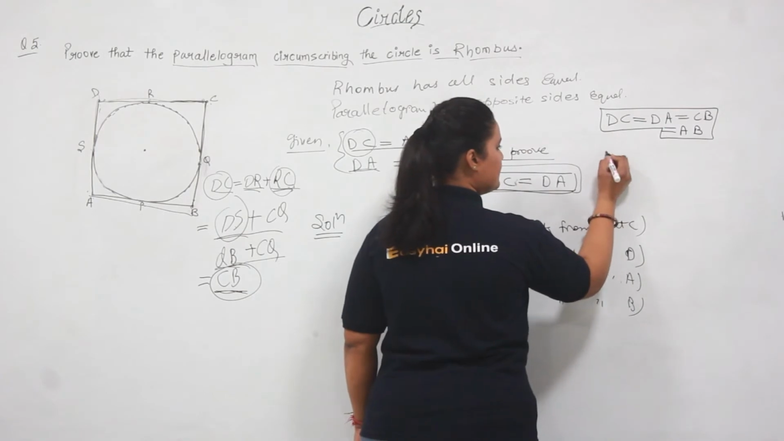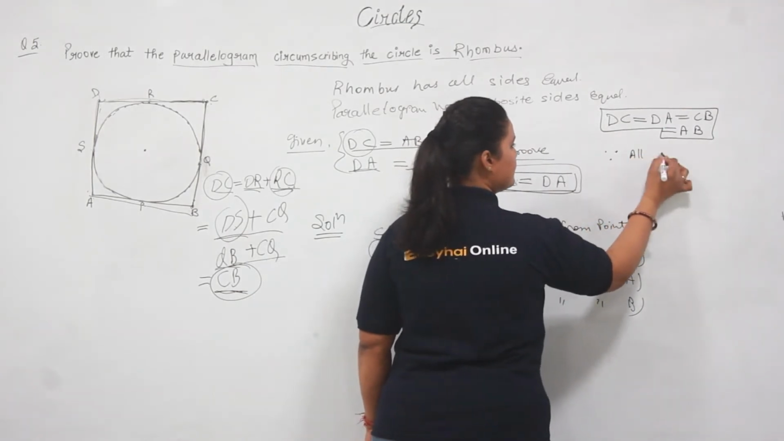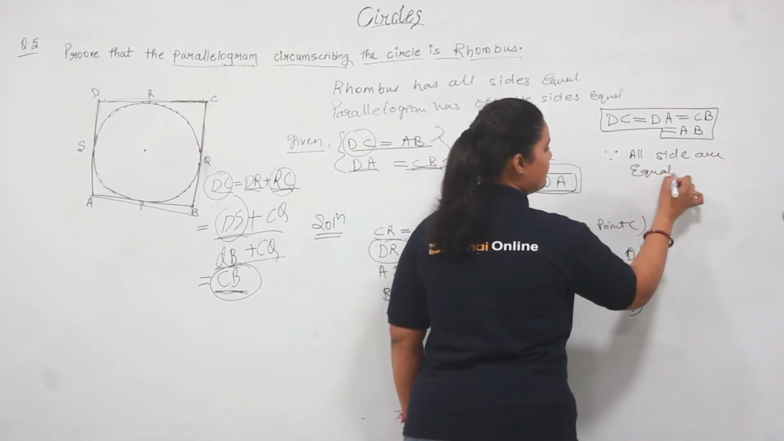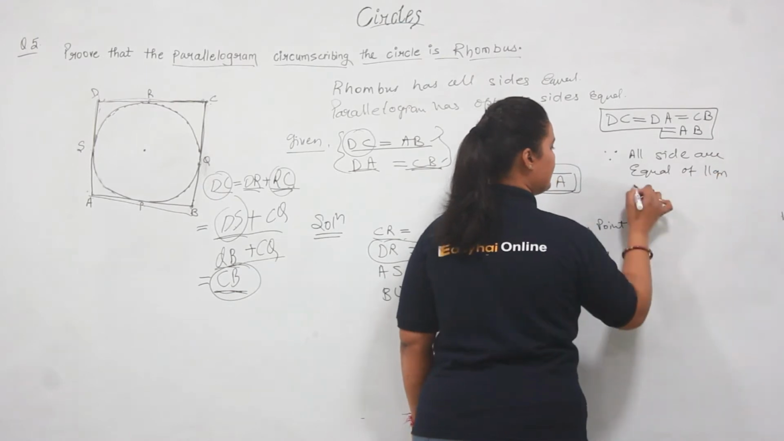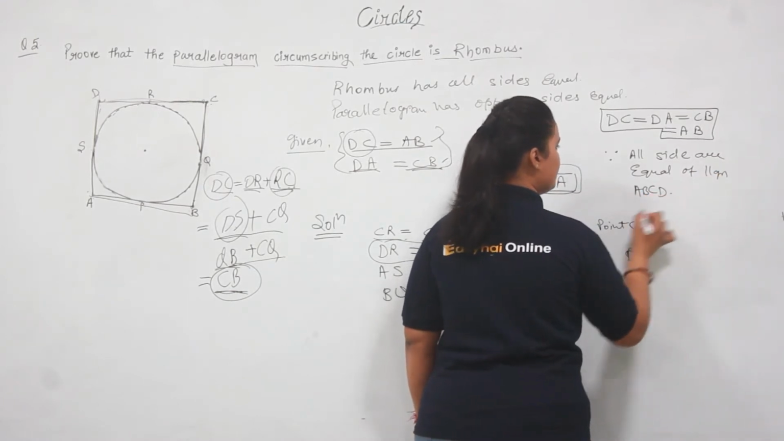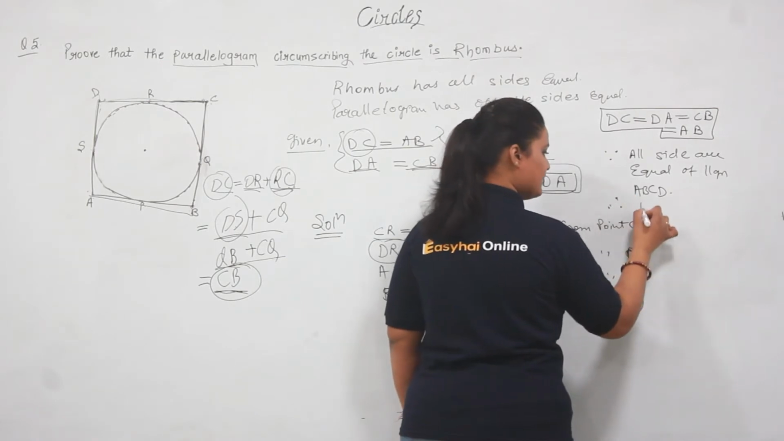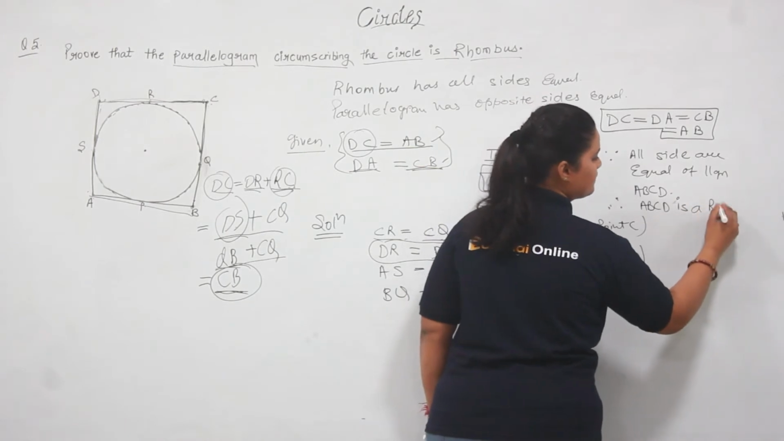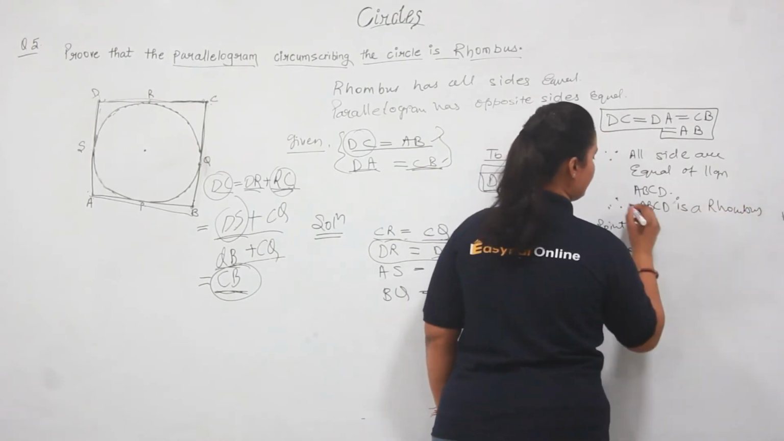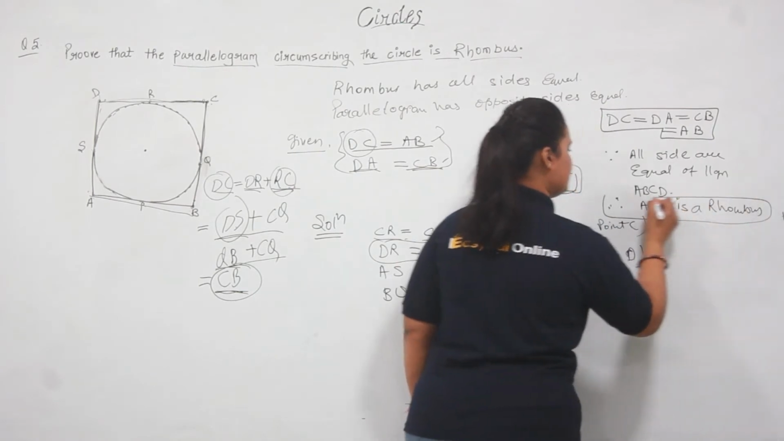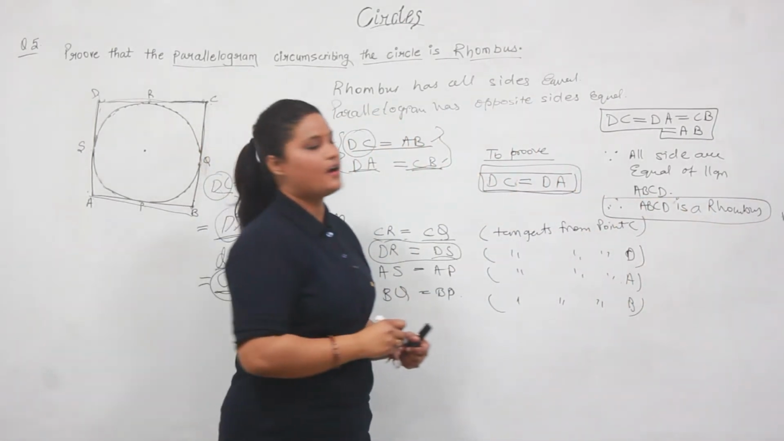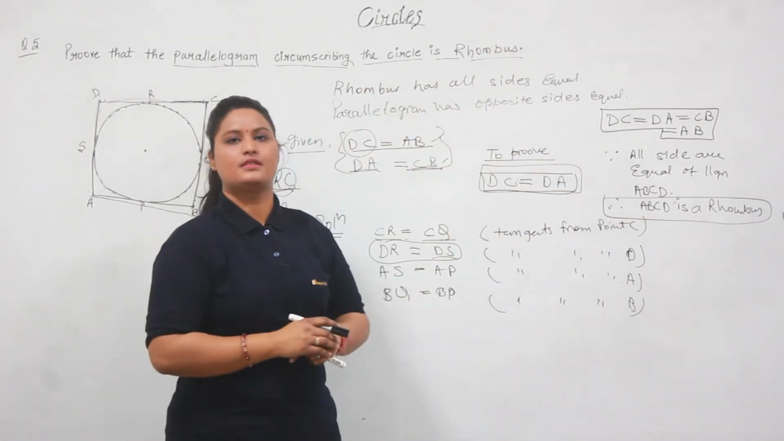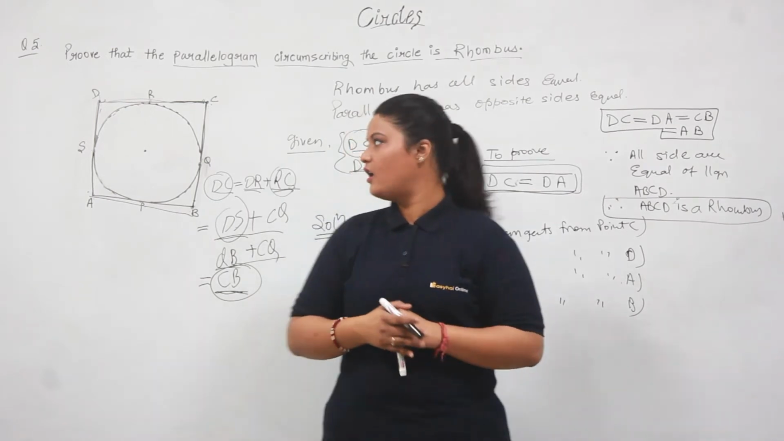Since all sides of parallelogram ABCD are equal, I can say that ABCD is a rhombus. Clear, class? Is that clear? Now I have just proved that ABCD is a rhombus. I hope you understand it, how we have done it.